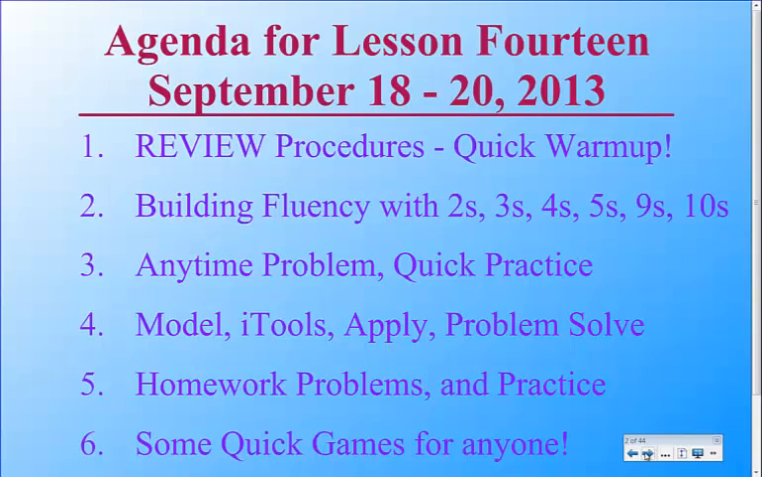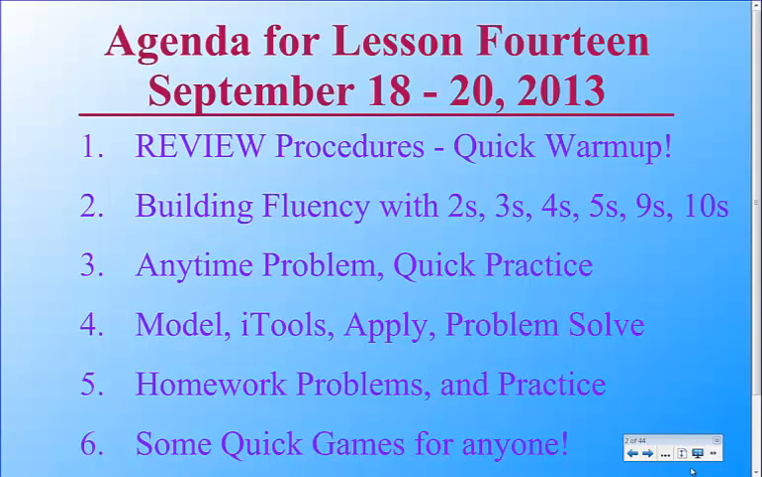Today is lesson 14. We're going to review the procedures and do a quick warm-up, after which we're going to practice, or show you ways to practice, your 2s, 3s, 4s, 5s, 9s, and 10s. There will be some other worksheets going home so you can use some quick checks and checkups to see if you're actually on the ball with those. Remember, automaticity is where you are able to do those without any help and without any problems.